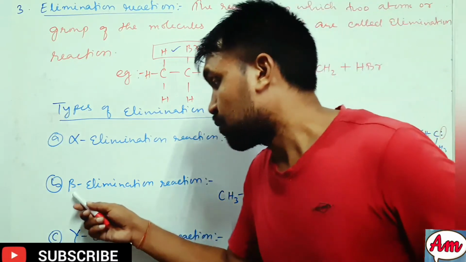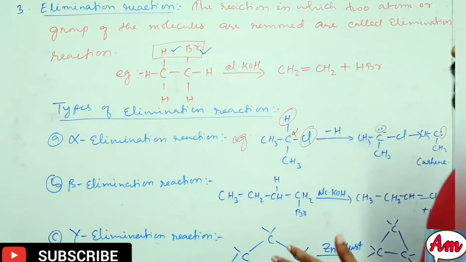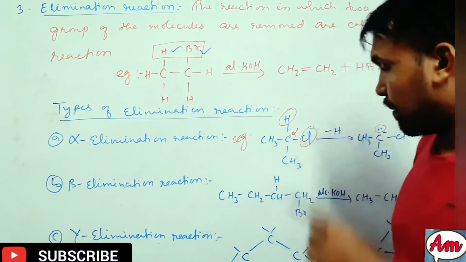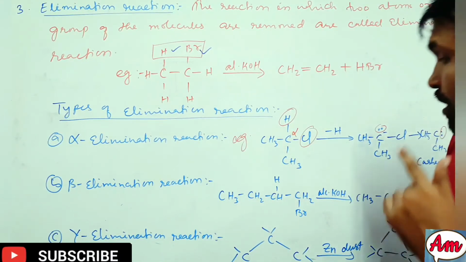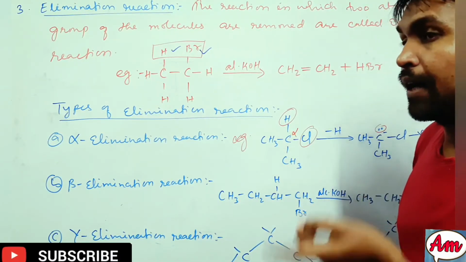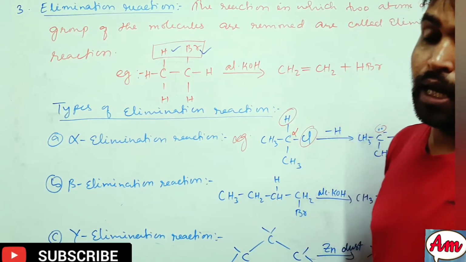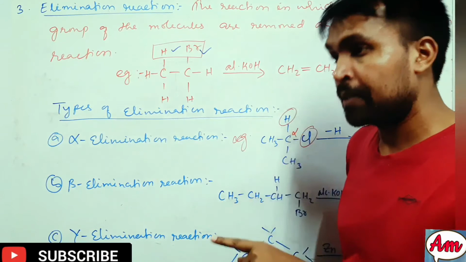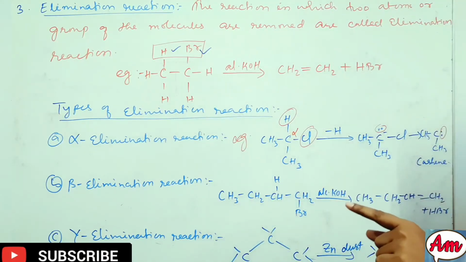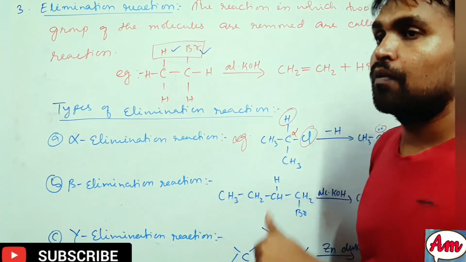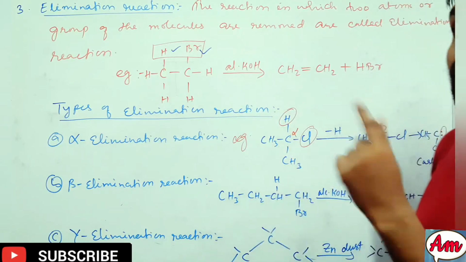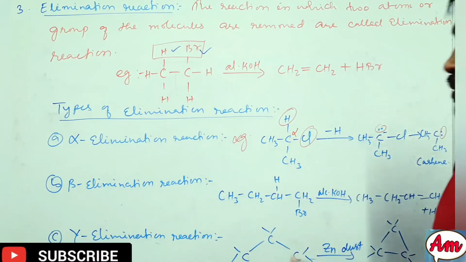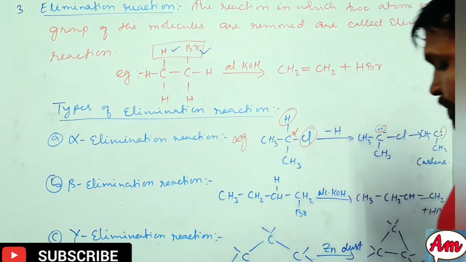The second type is what? Beta elimination reaction. Beta elimination reaction means, remember dear students, the hydrogen will be removed from the beta position and halogen will be removed from the alpha position. I repeat, beta elimination reaction means hydrogens will be removed from the beta position and halogens will be removed from the alpha position. So this is alpha carbon.